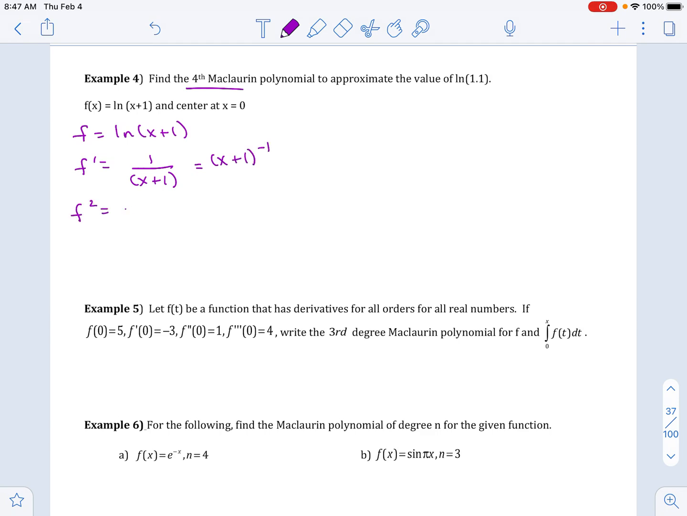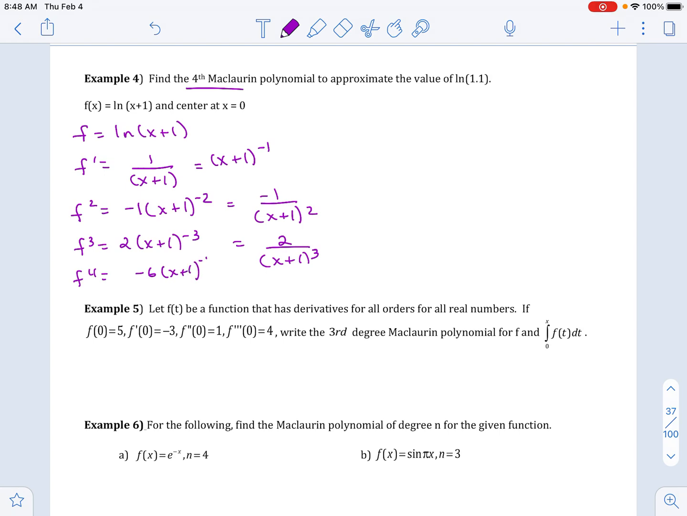So my second derivative is bring down the negative 1, reduce the power by 1. And I'm going to just then simplify it because I know I will need to plug in numbers. My third derivative is bring down the negative 2, reduce the power by 1. So this is this. And then my fourth derivative is bring down the negative 3, reduce the power by 1. So that's going to give me this.